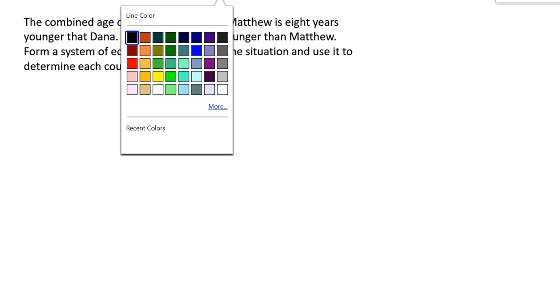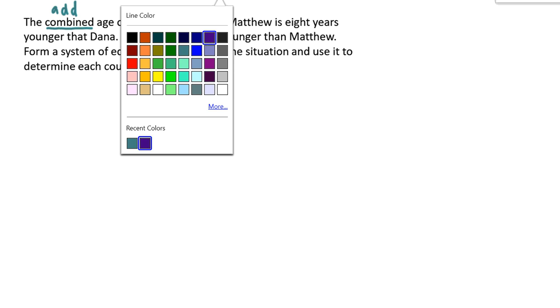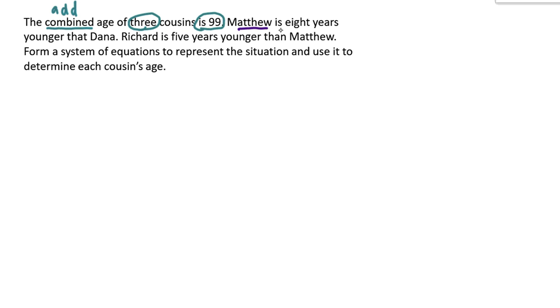So again, first step, we're going to read it and pay attention to some of the words. Now, combined, you wouldn't think it's a math word, but it usually means to add, combining stuff together, right? Numbers we would add. And then it says 3 cousins is 99. Then it starts giving us information about all the different pieces. It tells us Matthew is 8 years younger than Dana. That's supposed to say Dana, apparently. Richard is 5 years younger than Matthew.